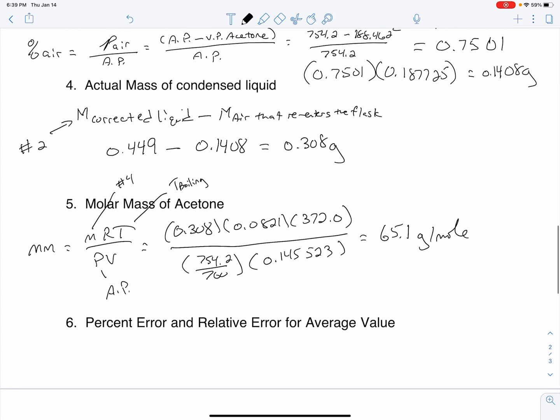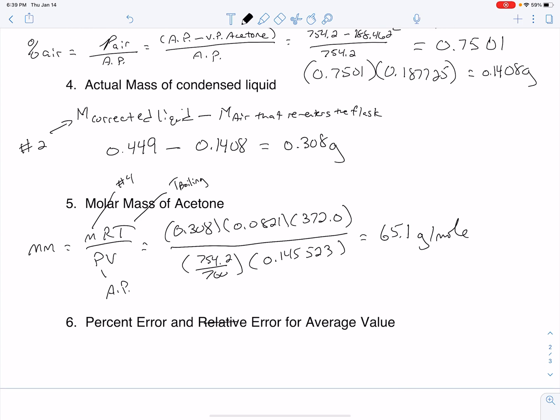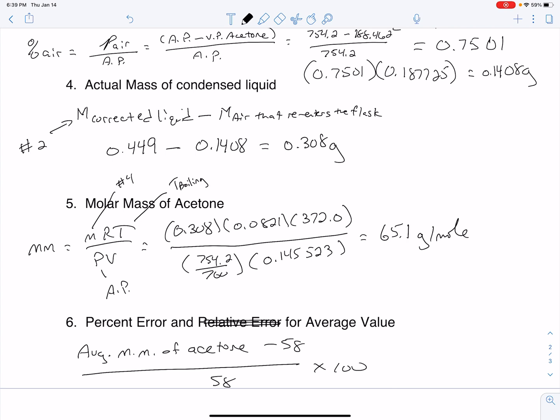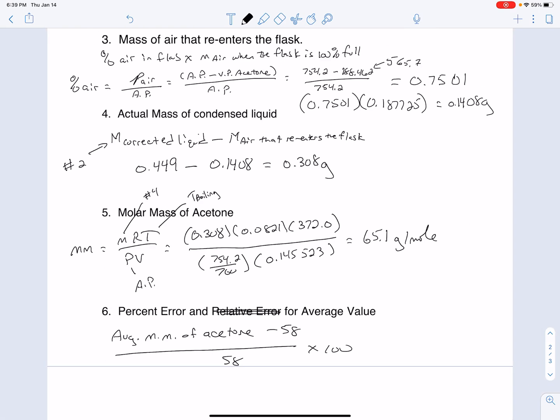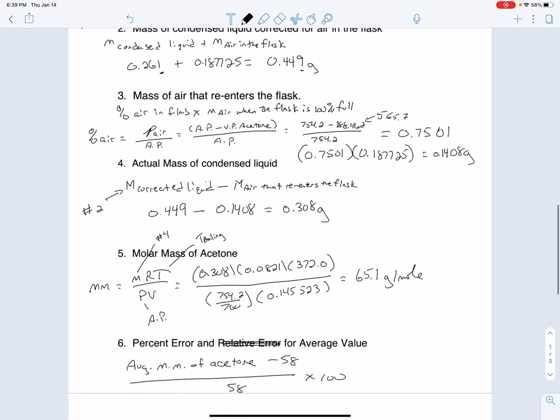So what do we do for percent air? We don't need relative air, right? We got rid of the uncertainties for this one, just to kind of help you out a little bit. So we're going to take the average molar mass of acetone minus 58 all over 58 times 100. Everything else is fairly self-explanatory.